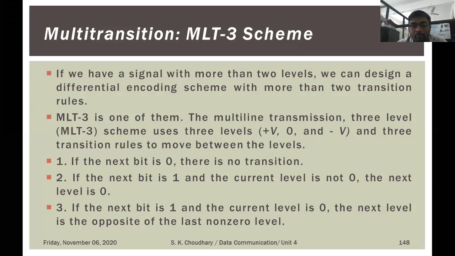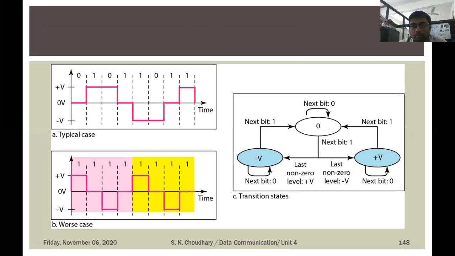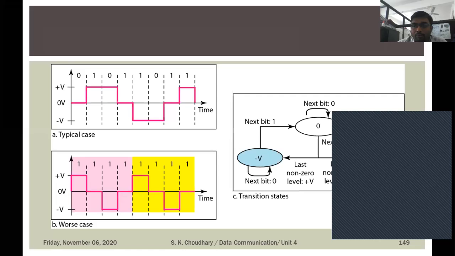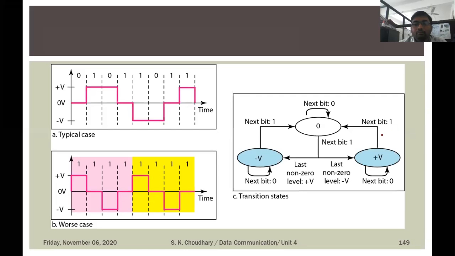So you have to keep in mind what the rule is. When the next bit is 0, there is no transition. If the next bit is 1 and the current level is not 0, then the next level is again 0. But if the next bit is 1 and the current level is 0, then the next level is opposite to the last non-zero level. So that is represented here. This is the typical case, and the worst case has been represented here. For this, you have to follow this algorithm.